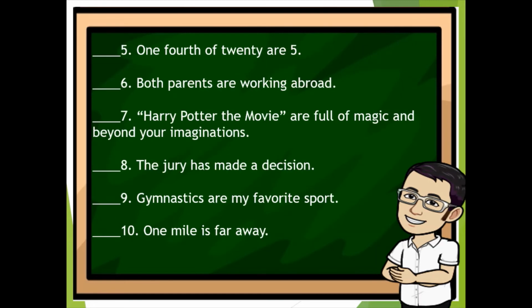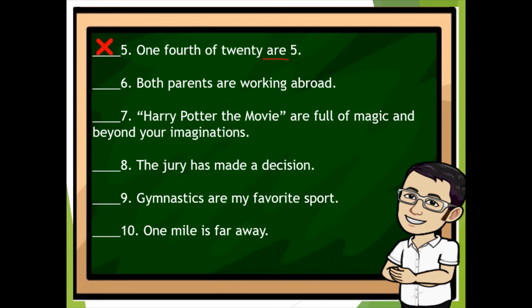Next, number 5. 1/4 of 20 are 5. The answer, X mark. Why? What is the error in the sentence? The error in the sentence is "are." What should be the verb in the sentence? The verb in the sentence must be "is" and not "are."